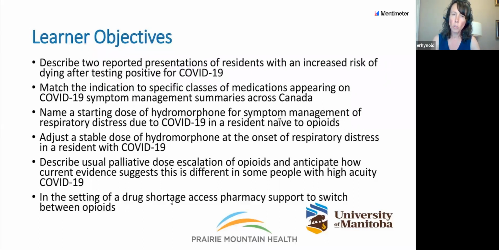Describe the usual palliative dose escalation for opioids and then anticipate how this might be different for people with the high acuity respiratory distress form of COVID-19. And then to think about your pharmacy support in your personal care home and, as a specific example, if there happens to be a drug shortage for one particular medication.